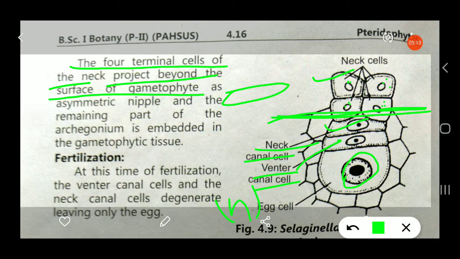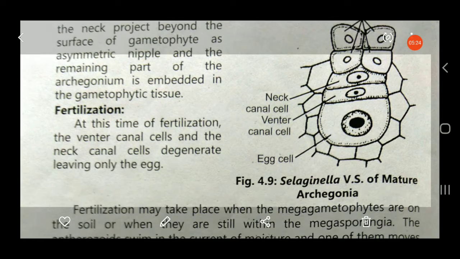The remaining part of the archegonium is embedded in the gametophytic tissue. Now another part is fertilization. At the time of fertilization, the ventral canal cell and the neck canal cell degenerate, leaving only the egg.